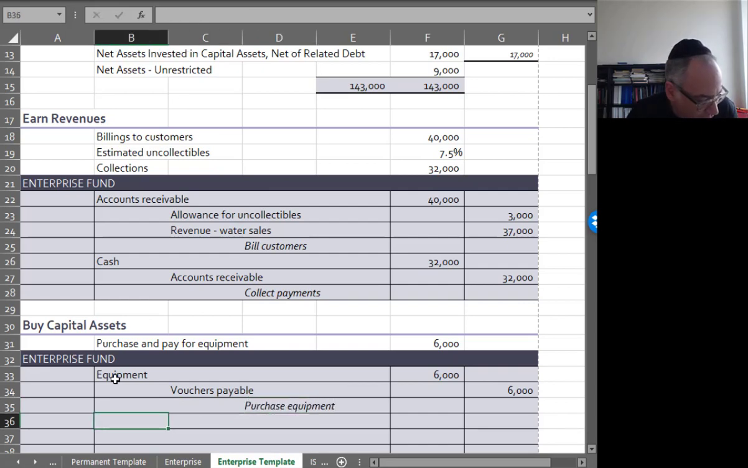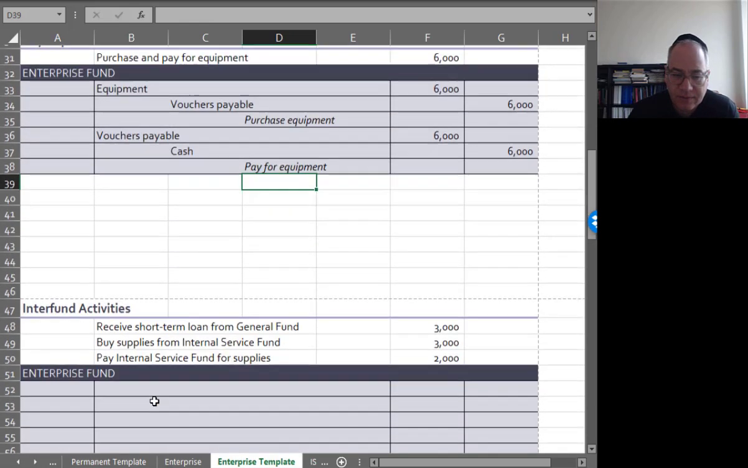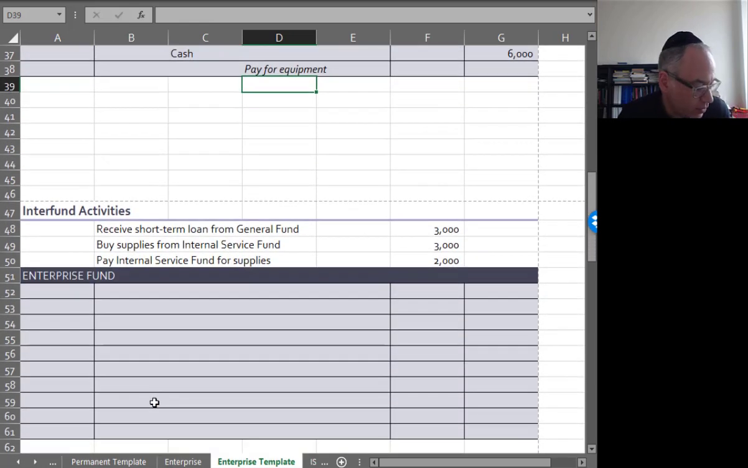Then I'm going to pay off the vouchers payable, rather. Credit cash, $6,000. Pay for equipment, $6,000. And now I'll do some interfund activities just to see what happens. Some of this might look a little familiar to you. Receive a short-term loan from the general fund for $3,000. Buy supplies from the internal service fund for $3,000.